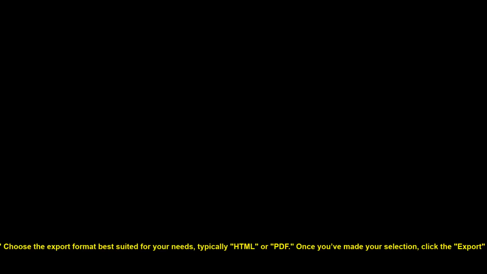Once selected, look for the ellipsis menu, usually found at the top right corner of the page. From the drop-down menu, click on Export. Choose the export format best suited for your needs, typically HTML or PDF. After the export is finished, download the exported file to your computer.